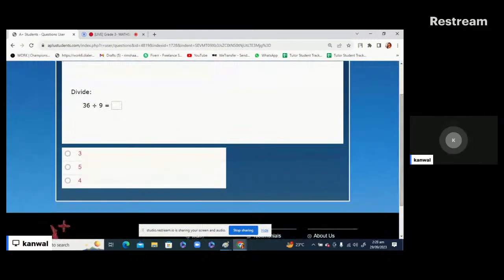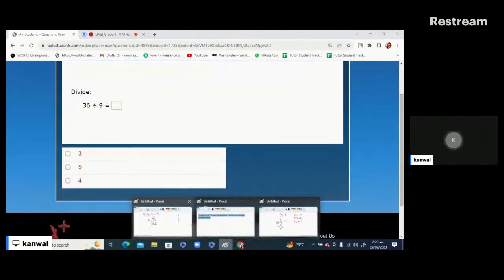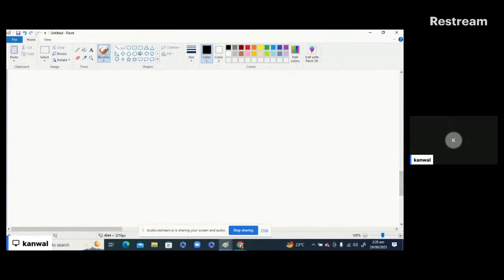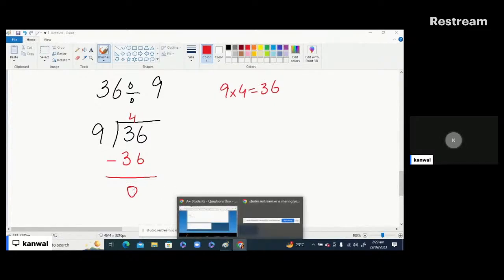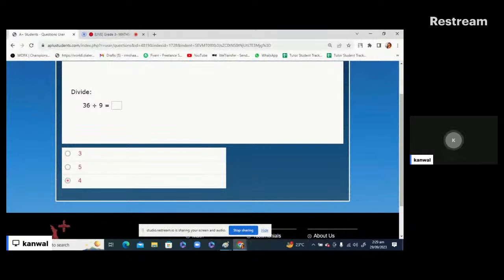36 divided by 9. Let's do this one. Okay, so 36 put inside, 9 put outside. Let's write here the table of 9. So 9 times 4 is 36. Good. So here we just write it, 9 times 4, that is 36. Subtraction, and then the answer is 0. Let's check, is there any option for it? Yes, here.